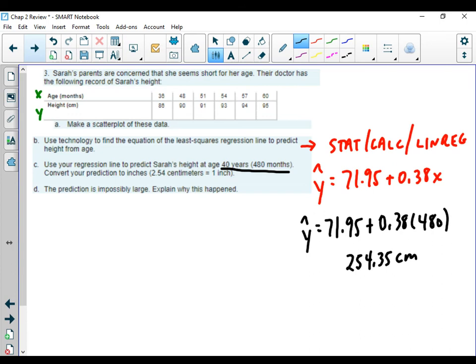Well, we know that 2.54 centimeters is equal to 1 inch. So I need to convert that because they wanted us to put it into inches. So to convert it into inches, I'm going to divide by 2.54 because that would eliminate my centimeters there. So if I divide it by 2.54, I get 100.14 inches, which is really a little over 8 feet tall.